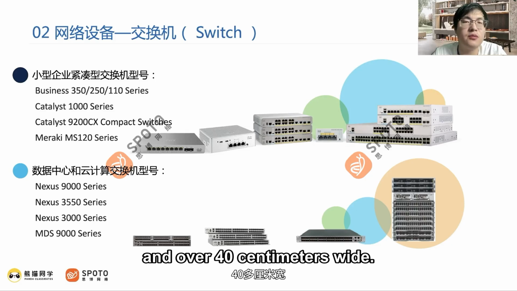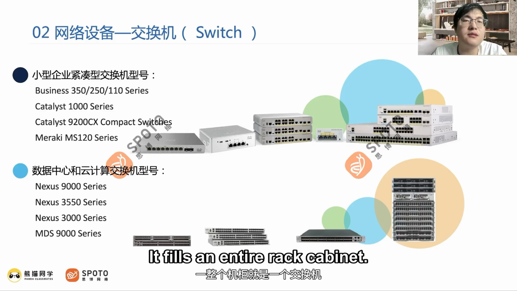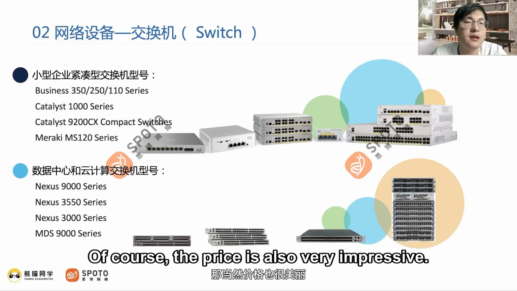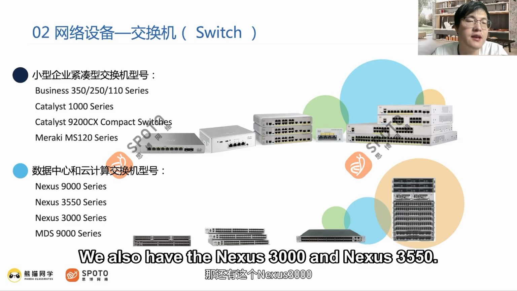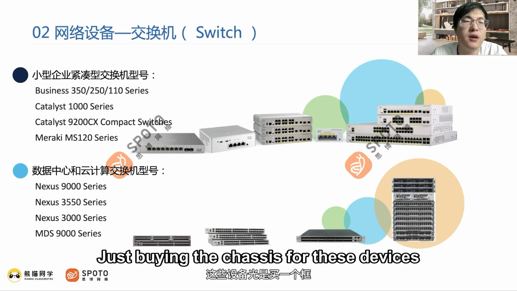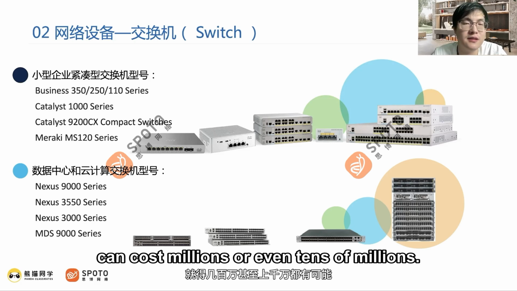About 60 and over 40 centimeters wide. It fills an entire rack cabinet. Just one switch. This is a very powerful switch, right? Of course, the price is also very impressive. We also have the Nexus 3000 and Nexus 3550. These switch series are used in our data centers. Just buying the chassis for these devices can cost millions or even tens of millions.